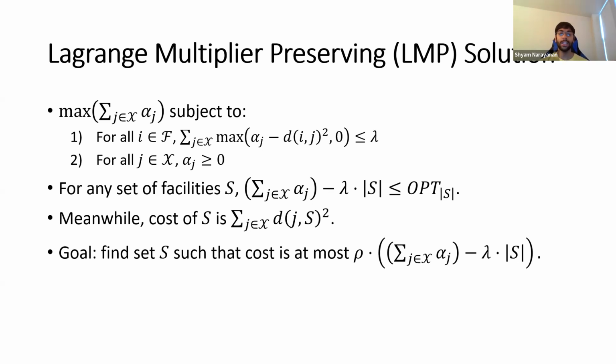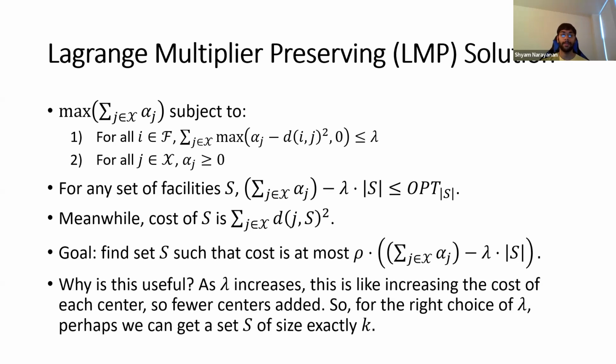And this is basically what an LMP solution is. Basically, if we can get a better approximation rho, then we're getting a better approximation for the LMP algorithm. And the reason why this is useful is because as we increase lambda, this is sort of like increasing the cost of every center, so we add fewer centers. So this means that for the right choice of lambda, we might be able to get a set S of size exactly k. It turns out we won't quite be able to get this, but we can still use these ideas to get a very small blow-up in the approximation algorithm.